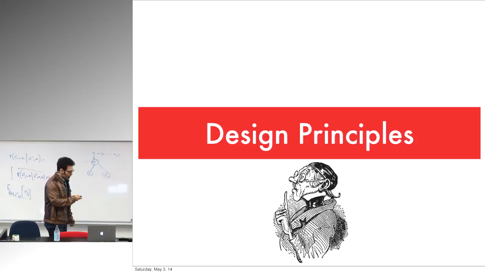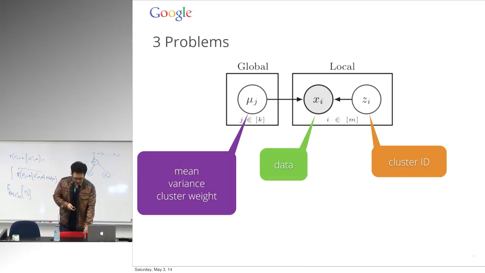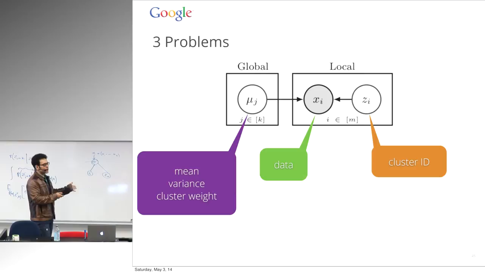Okay, so before going back to the topic model, I just want to abstract the problem a little bit by looking, again, at clustering, because it exposed all the aspects of the problem in an easy way. And then we'll go back to the topic model and see how we do it. Okay, so back to clustering.